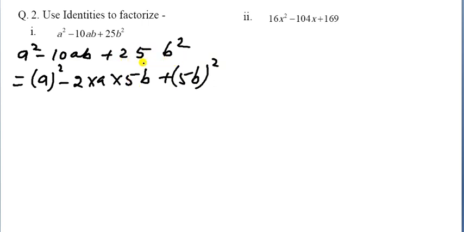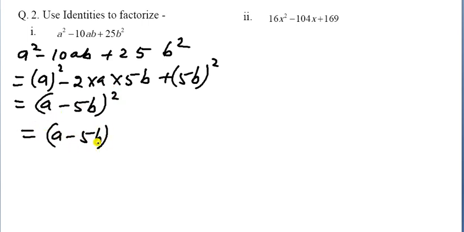25b square is 5b whole square, so we have to write this 5b here. So it is a formula, that is (a minus 5b) whole square, and you can write two times. So it is a minus 5b, and in the second bracket that is a minus 5b. So that one is your answer.